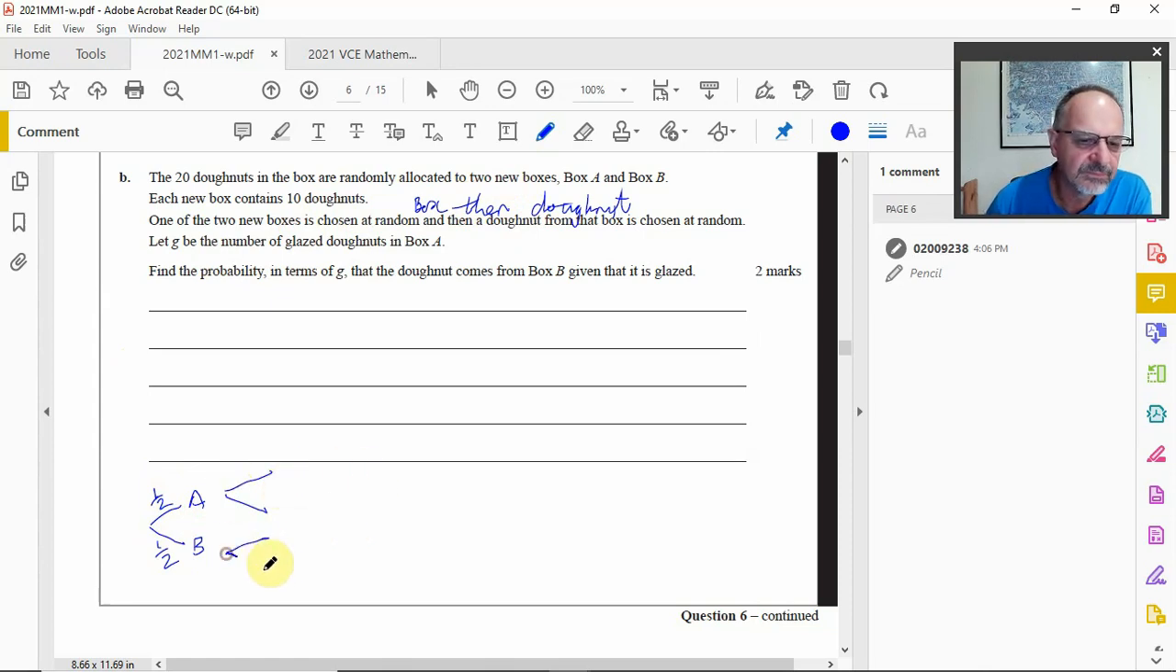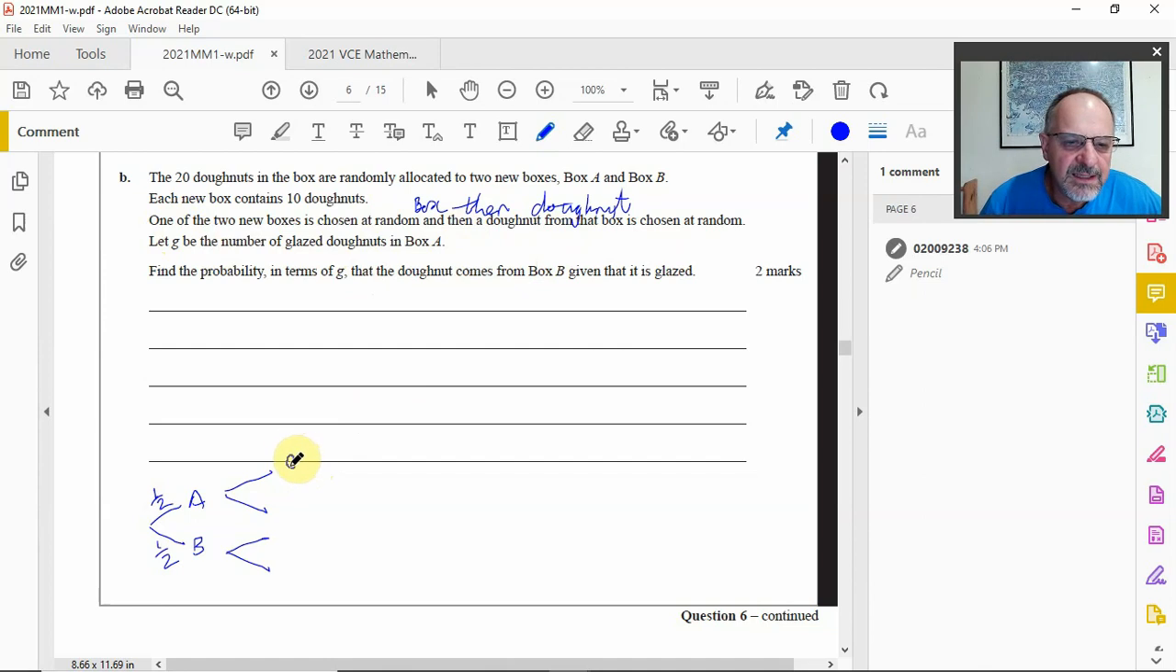Then what we've got is what we're interested in. Find probability in terms of G. G is the number of glazed donuts in box A. All right. Find the probability in terms of this G that the donut comes from box B, given that it is glazed. All right, so let's have a look.